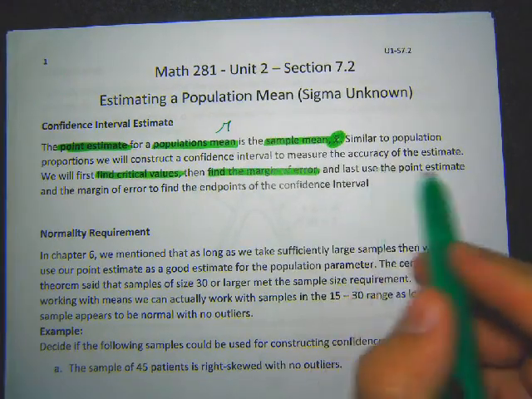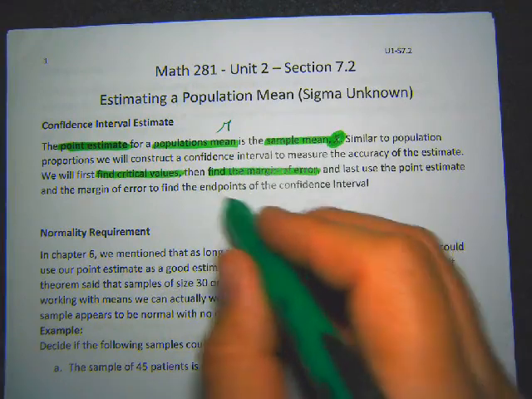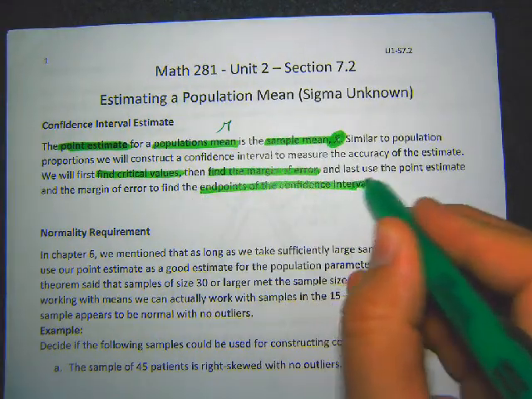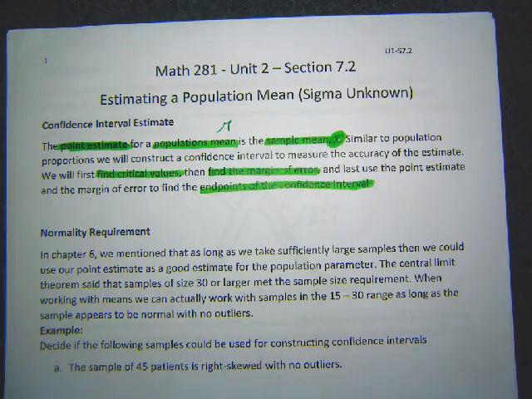And so then we'll use that point estimate and the margin of error to get the endpoints of the confidence interval. So remember, the point estimate is going to be in the middle of the interval, and then you'll add and subtract the margin of error to get the endpoints. So a lot of this will be very similar. Now, a few things will be different.